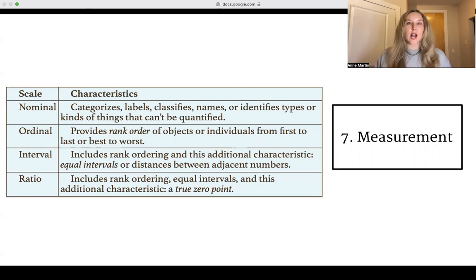So when you are identifying the variables, either in an article that you're reviewing or in your own research design, it's helpful to think about the type of scale that you are using, and that will help you understand the type of data that you are collecting. So a nominal scale is used when it is not numerical data, so categories. An ordinal scale is used when you are ranking objects or individuals compared to each other.